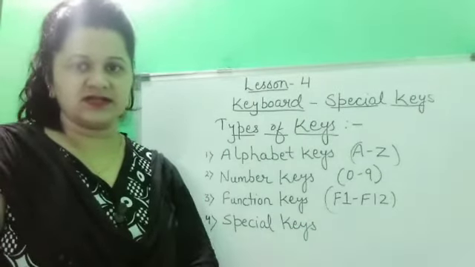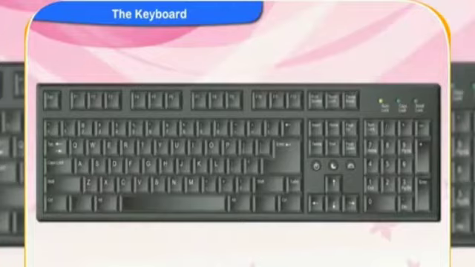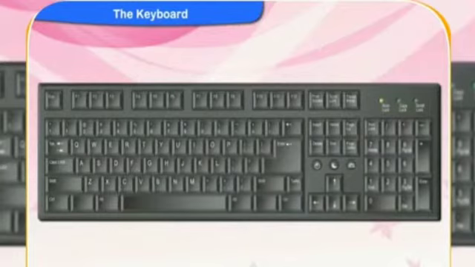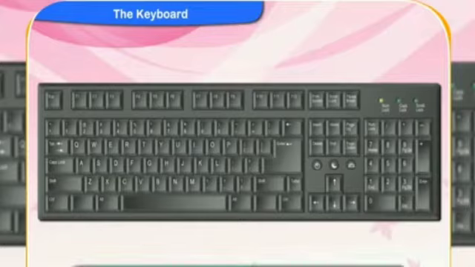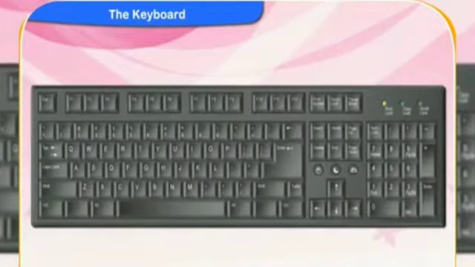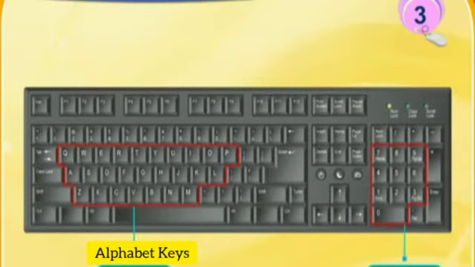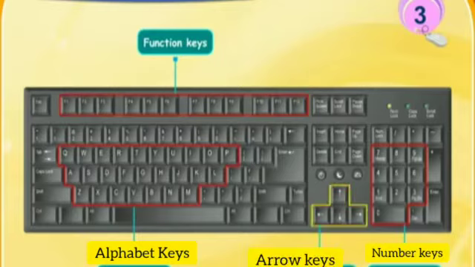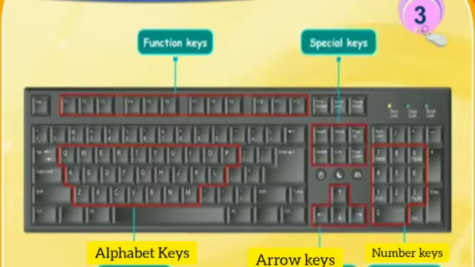Okay children, so let's get started. So children, this is a keyboard. It is an input device which is used to input data into the computer. It is used for typing letters and numbers in a computer system. It contains many buttons on it which are called keys. Now children, we have discussed the different types of keys present on the keyboard. What are they? They are alphabet keys, number keys, function keys, arrow keys and special keys. Now children, we'll discuss these keys one by one.